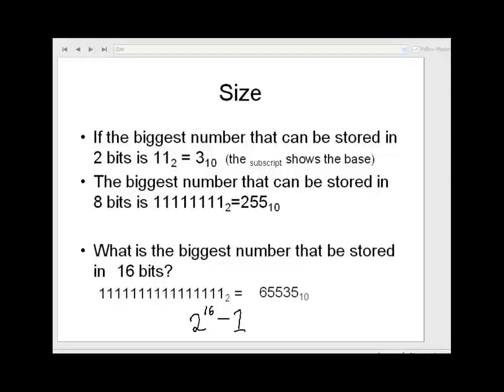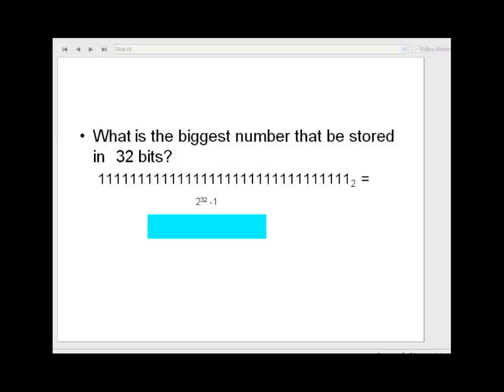And one of the magic numbers that you must remember is 65535. It's a magic number that you will see again and again and again. So that's one of the magic numbers that we've come up with. Okay, even bigger one. 32 bits. 2 to the power of 32 minus 1.